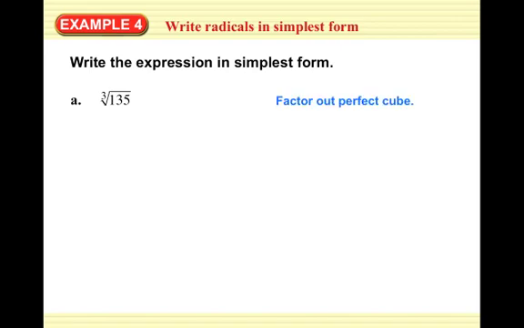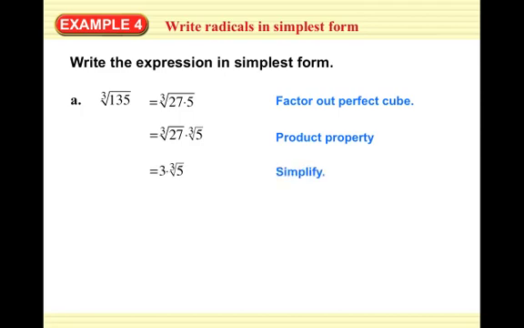So we want to factor out any perfect cube that we have. 135 equals 27 times 5, and 27 is a perfect cube. It's 3 cubed. We use the product property then, and we've got the cube root of 27 times the cube root of 5. Cube root of 27 is 3, so we have 3 times the cube root of 5.